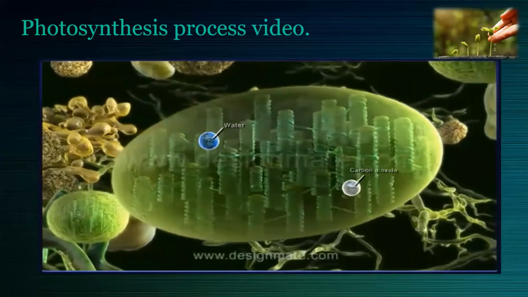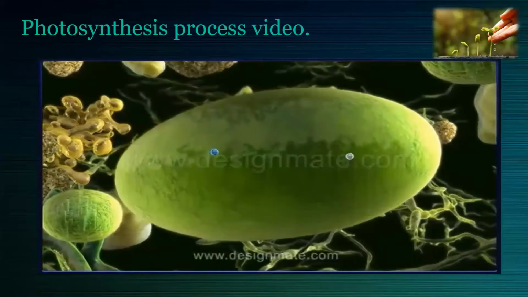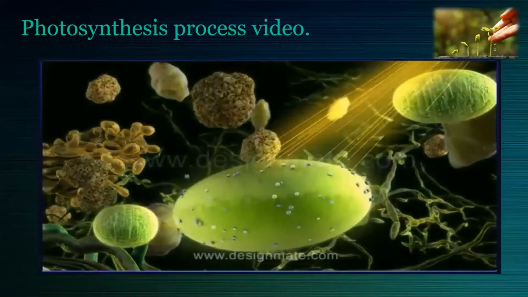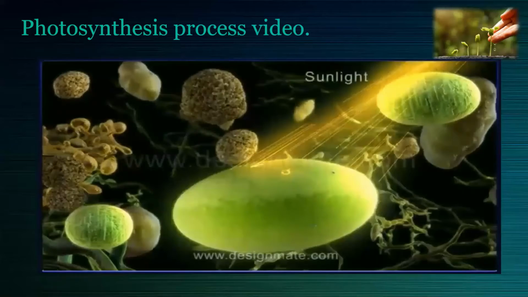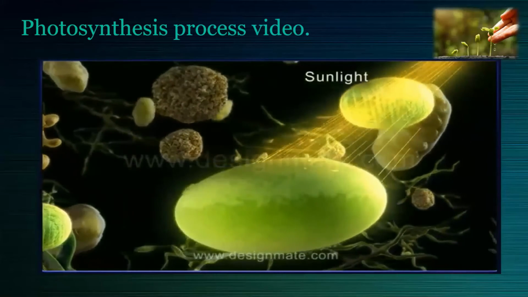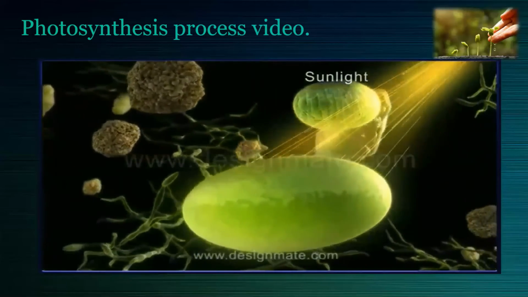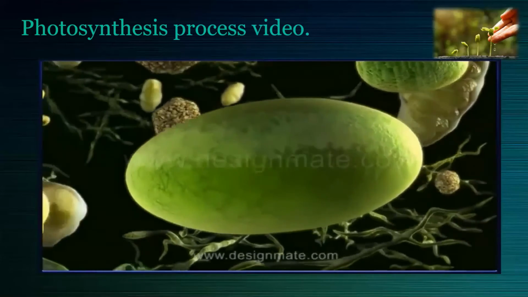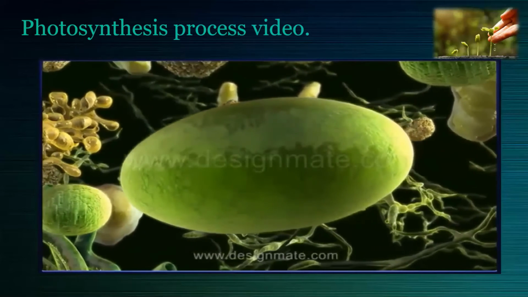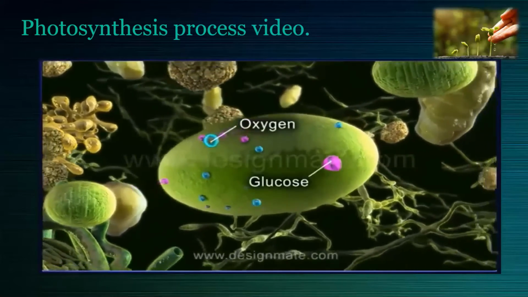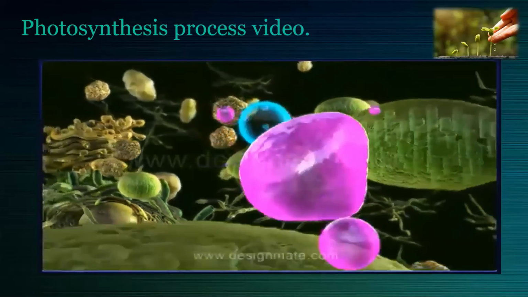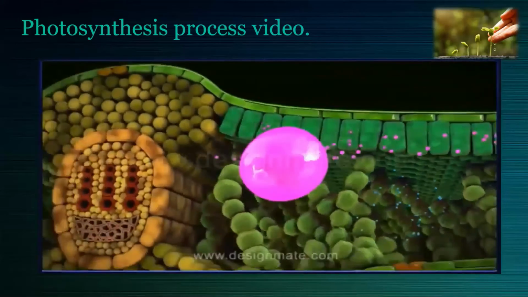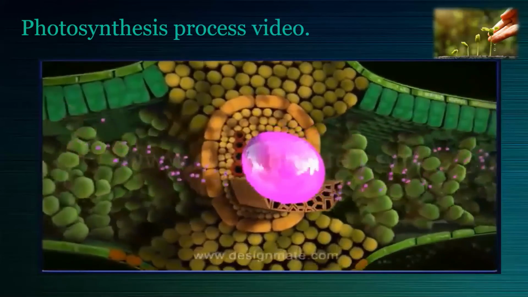Both water and carbon dioxide molecules are finally absorbed by the chloroplast. These chloroplasts also have the capacity for trapping energy from sunlight. And this energy is used to synthesize glucose and oxygen from carbon dioxide and water. These oxygen and glucose molecules diffuse out of the chloroplast. The glucose is transported through other specialized tubes to all parts of the plant, aiding in their growth.